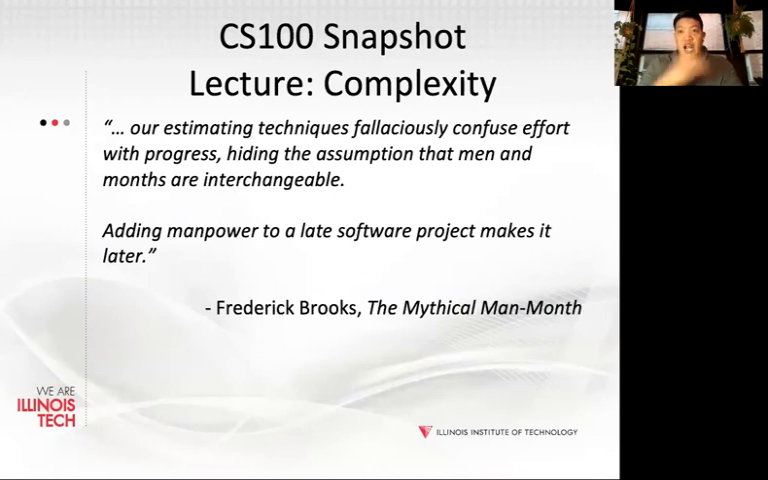So presumably, if you can just hire more people, and therefore, instead of 1 man month, by having 1 developer working on a project in a month, you can have 10 people generating 10 man months worth of code within 1 month. Okay, a very famous line from this book by Frederick Brooks is that our estimating techniques fallaciously confuse effort with progress, hiding the assumption that people and months are interchangeable. Adding manpower to a late software project makes it later.